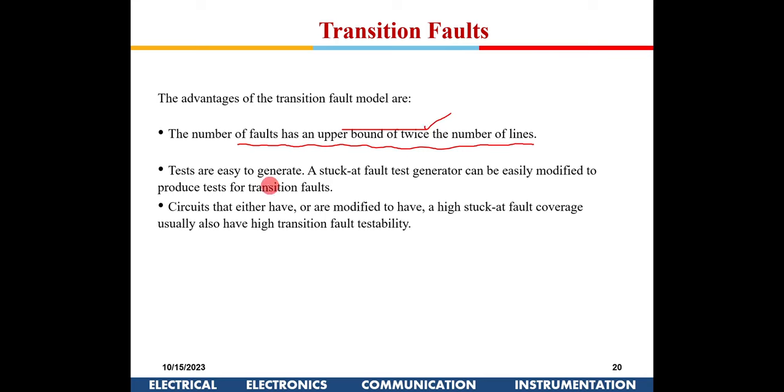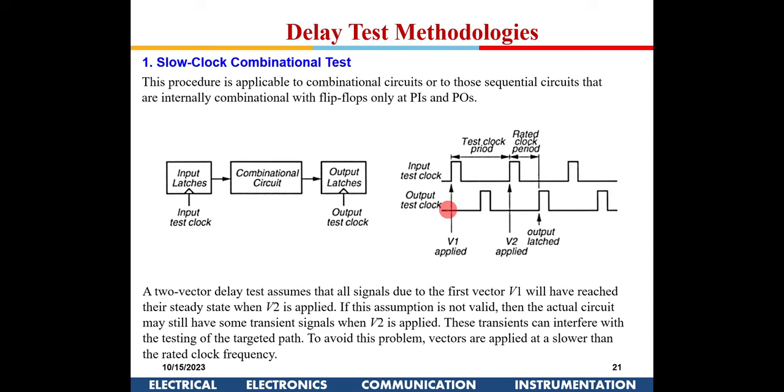So the algorithm is very similar to the stuck-at fault. Unlike the path fault, where we take the full path in one go, here it is very similar to the stuck-at fault. So that is a small advantage. But otherwise it is always the path that is generally used.